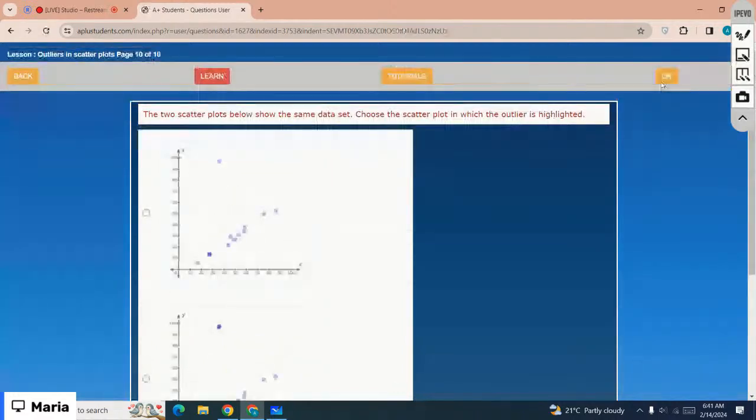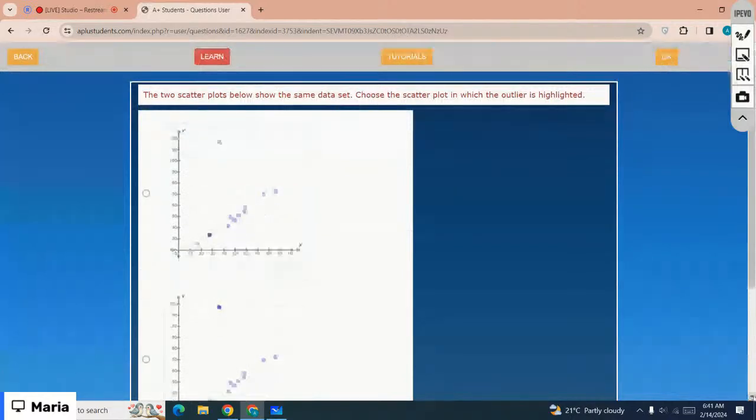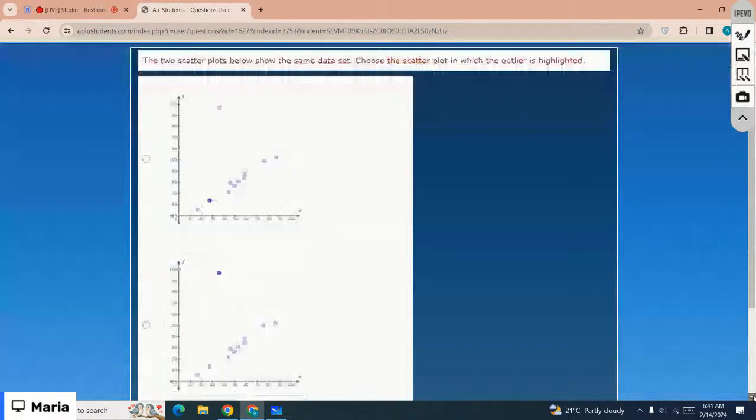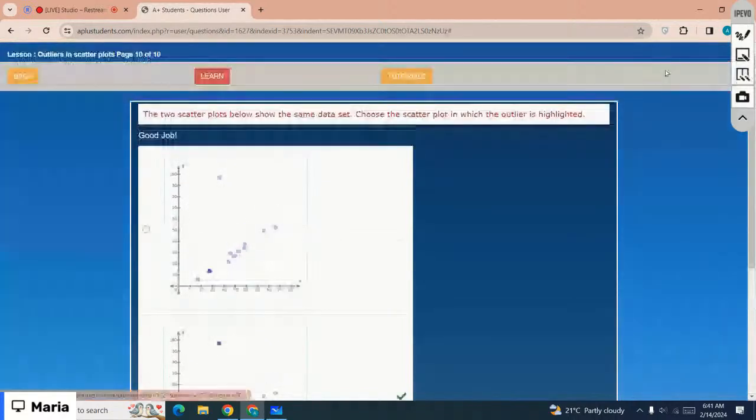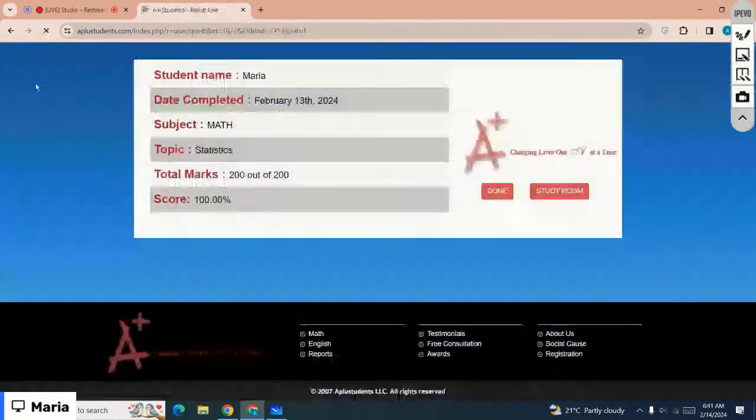The next one is the two scatter plots shown. The two scatter plots below show the same data set. Choose the scatter plot in which the outlier is highlighted. So, which is the correct option? Yes, that is option number 2. Okay, we are done with the lesson. You can complete the lesson by yourself later today.